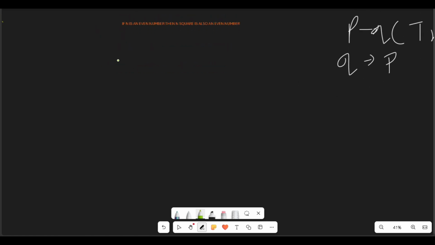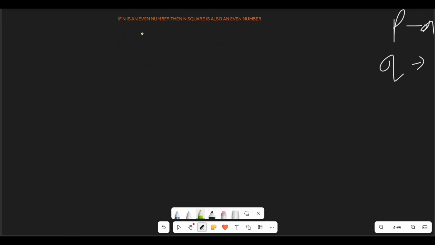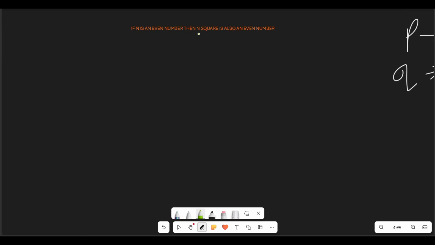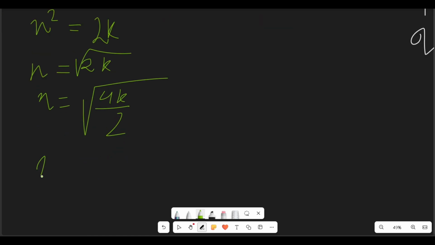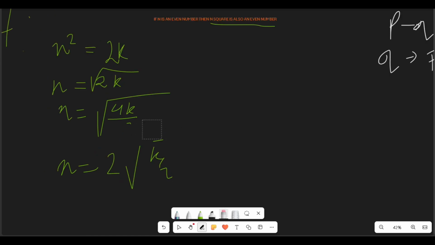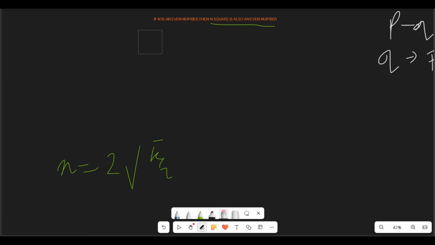Now this is where our contrapositive comes into play. So we have to start from here. So n squared is equal to 2k. If we have to start from here, then what? With rooting both sides, n equals root of 2k. Right. So n equals root 2k. If I multiply the numerator and denominator by 2, then it's root of 4k over 2. Then n equals 2 root k by 2. So that's it. So what is it?